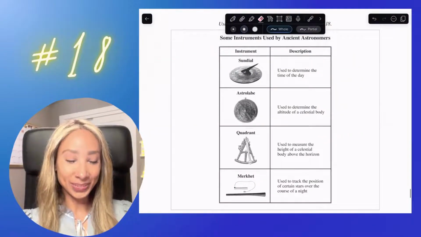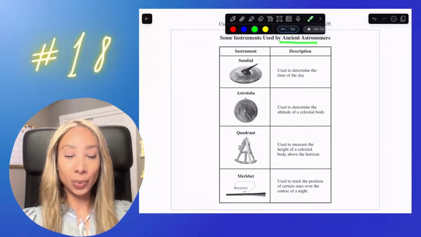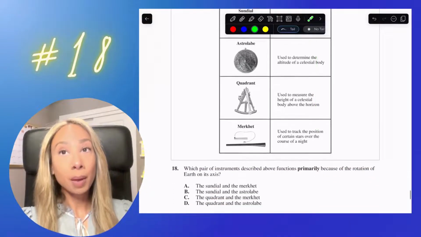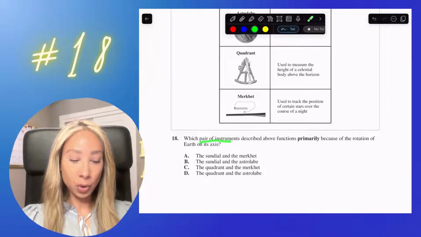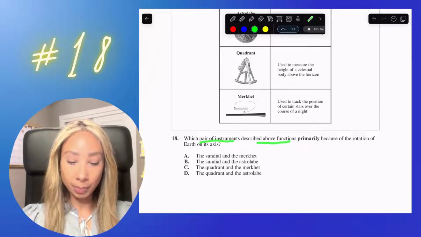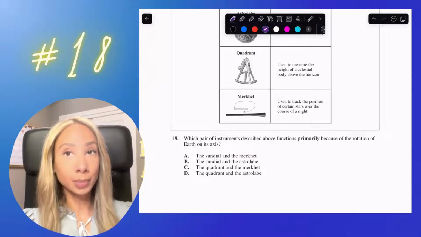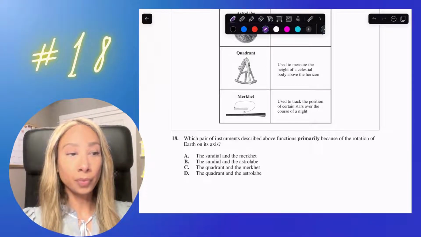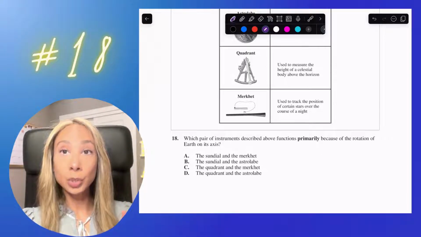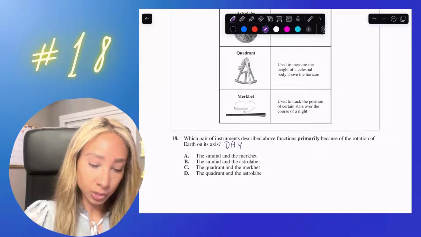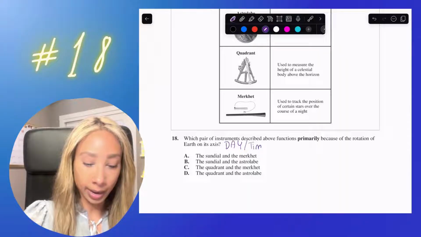With this question, what they've done is they've given us some instruments that were used by ancient astronomers, and we've got kind of their description. But in terms of the question, we want to know which pair of instruments described above functions primarily because of the rotation on Earth's axis. So remember what we talked about earlier, we said that in order for a planet to experience a day, it has to do a full rotation on its axis. So we need to think which of the following is really looking at day or time.